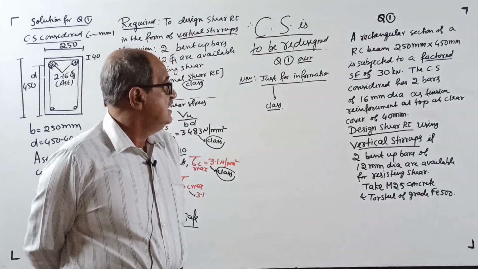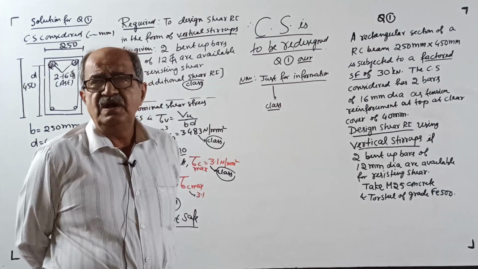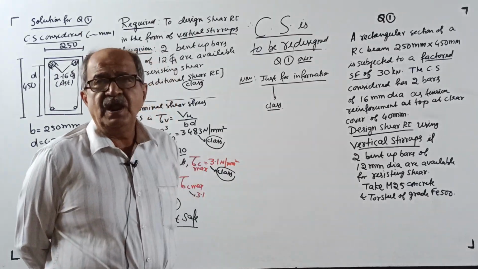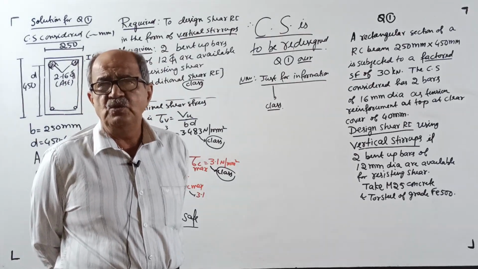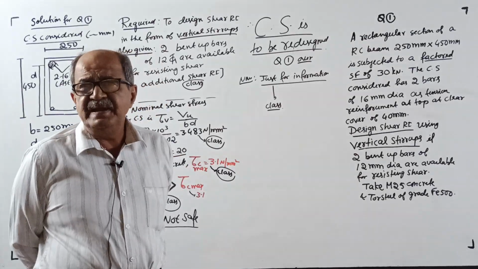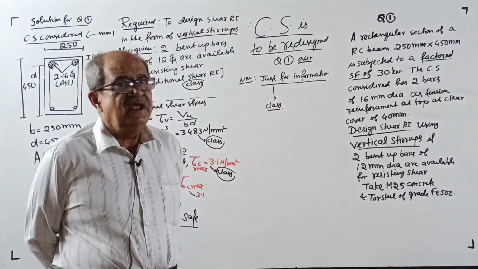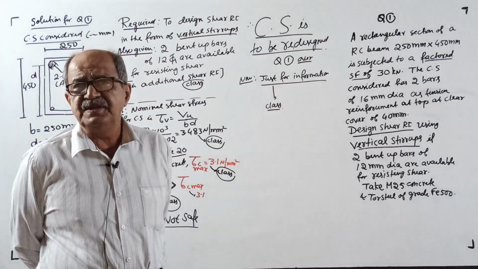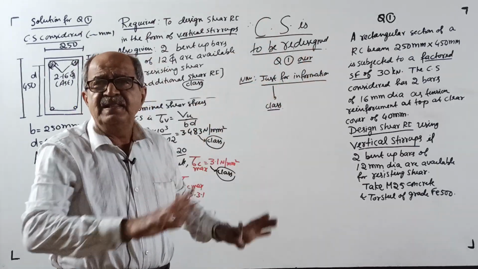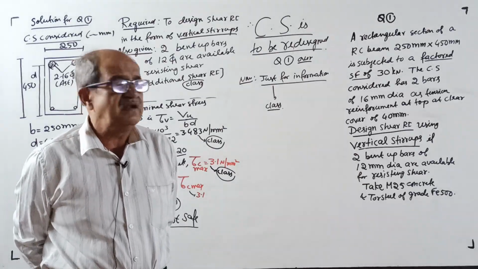Welcome. This is the last class for shear reinforcement. In the first two classes I explained how to design using vertical stirrups. In the previous class I explained the procedure when shear reinforcement is provided in the form of vertical stirrups, but now bent up or inclined bars are available for resisting shear.